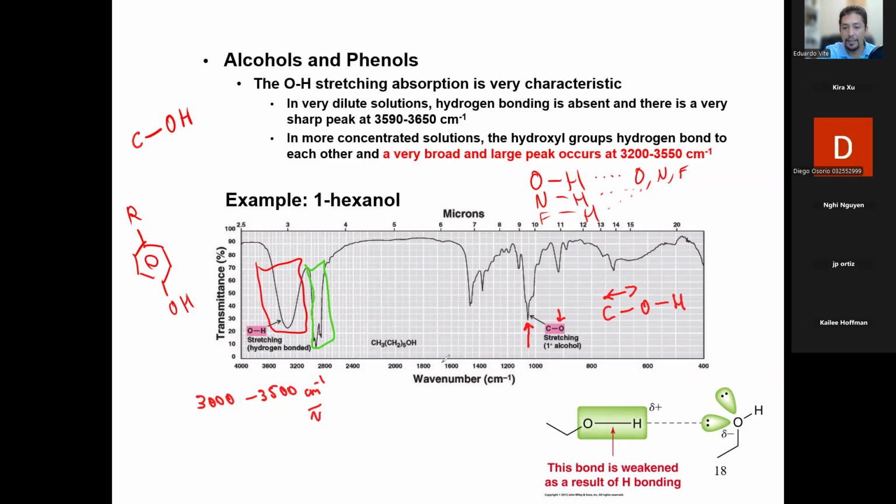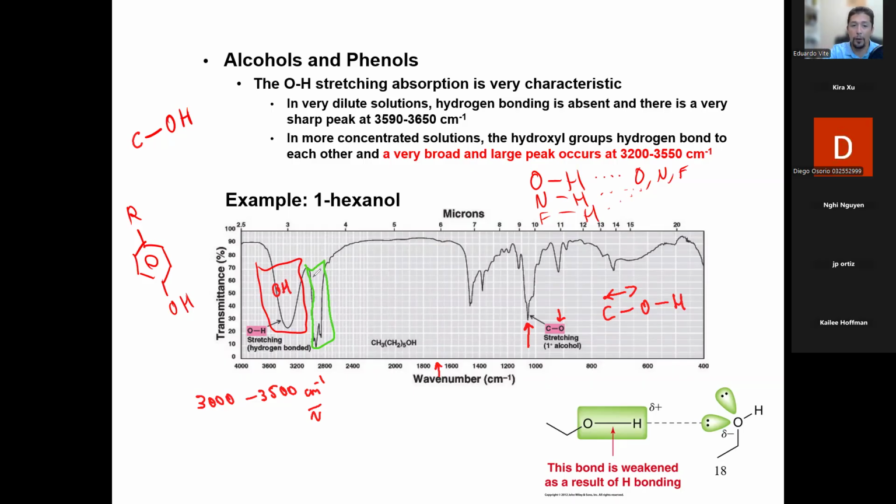And then notice that at 1700 right here, there is no very strong sharp peak. So there is no carbonyl. The carbonyl would show up as this giant peak if it was present, but it is not there. So therefore, there are no carbon double-bonded oxygens here, right? There's only OH, because you can see this shape right there. It's so characteristic. Any questions about alcohols and phenols?